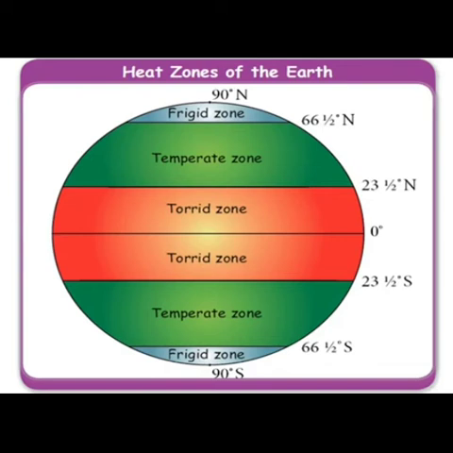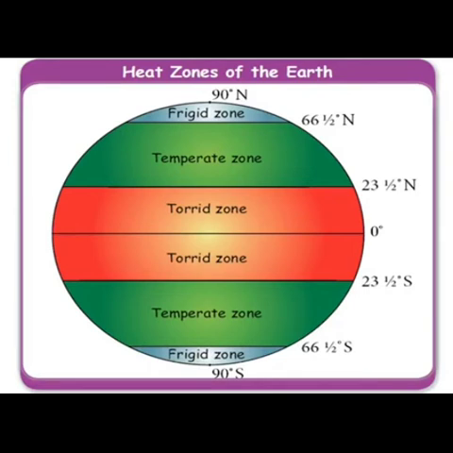Temperate, T-E-M-P-E-R-A-T-E, temperate. Torrid, T-O-R-R-I-D, torrid. So it is divided into frigid zone, temperate zone and torrid zone, both in the northern hemisphere as well as in the southern hemisphere.